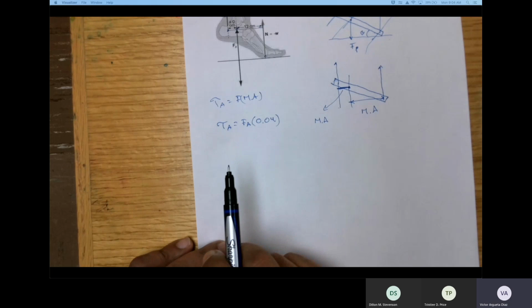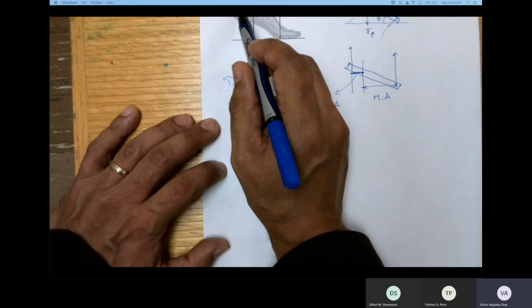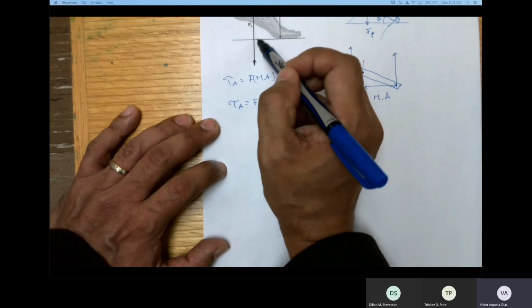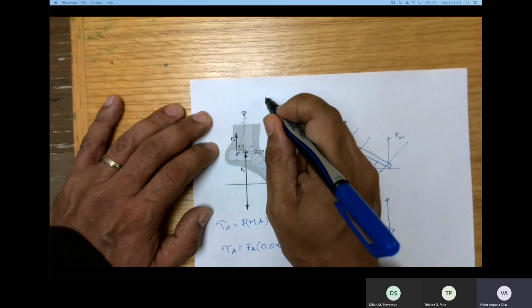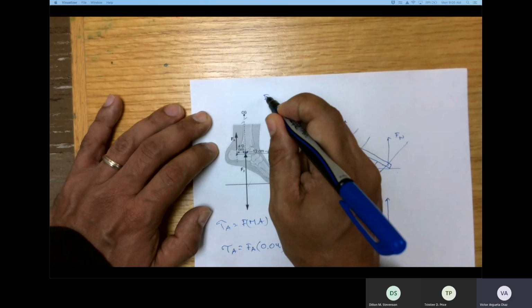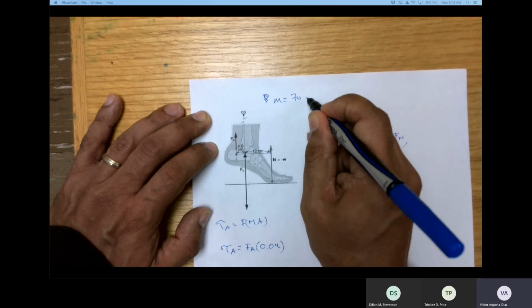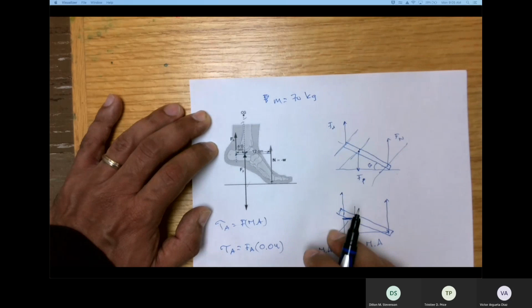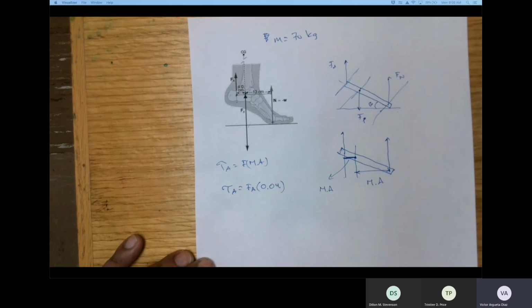Okay, so we're going to do this problem really quick. What I want to find out again is the force on the Achilles tendon, and I want to calculate the force on the joint. I'm going to assume that this person has a mass of 70 kilograms. That's like 150, 160 pounds.